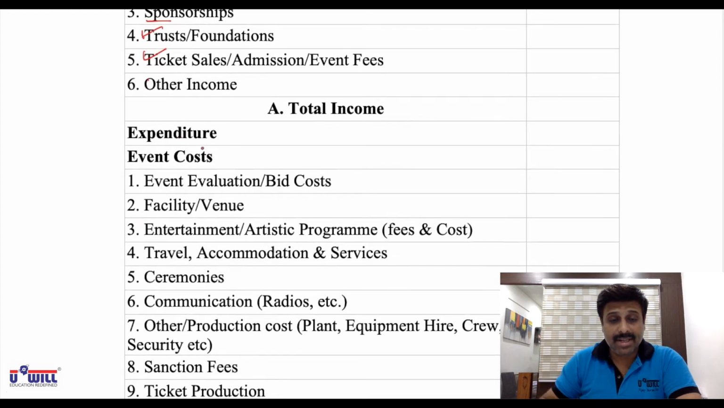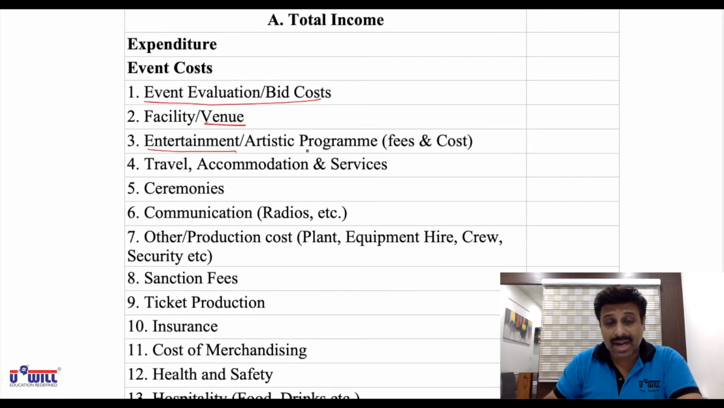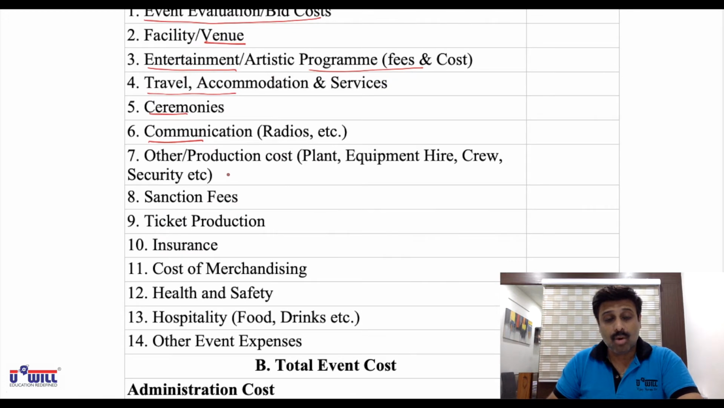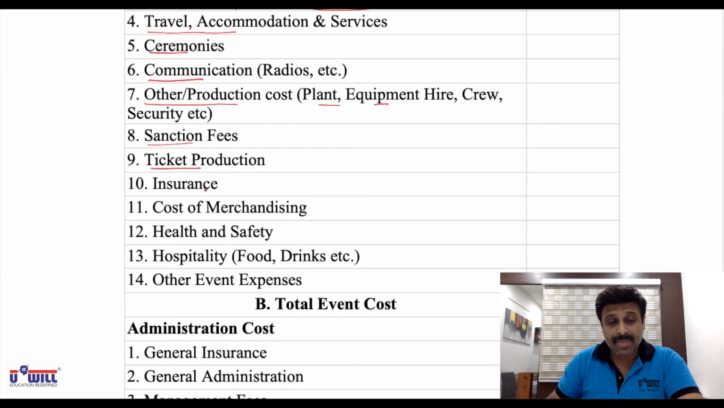Then in expenditures we have event cost. Event cost is important: E, event evaluation or bidding cost, V, venue, then again E, entertainment or artist programs fees, then N has nothing, then T, travel accommodation and services, C, ceremonies, again C stands for communication, then O stands for other production costs like plant, equipment, etc. S, sanction fees, T, ticket production, then IMP, important, so I, insurance, M, merchandising cost, H stands for health and safety as well as hospitality, which means food, drinks, etc. And lastly, other event expenses.